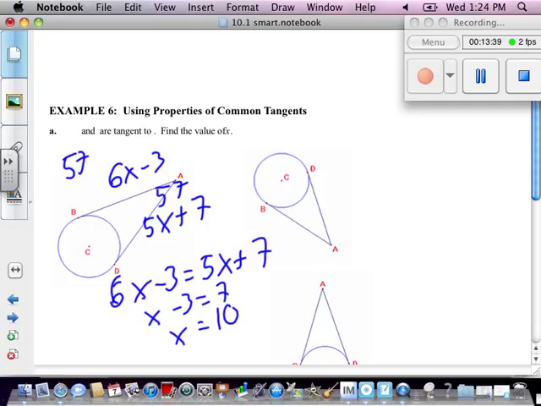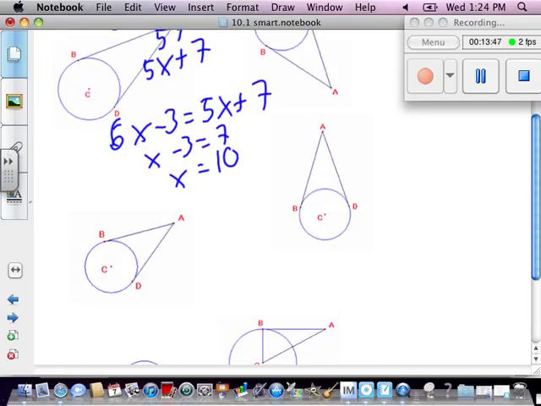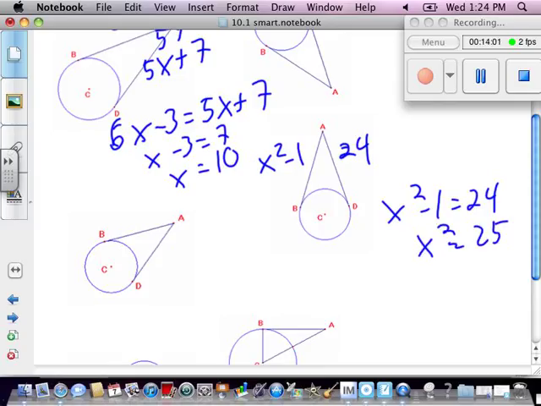I'm going to do D, because D is not a happy one. We've got x squared minus 1 equals 24. So we set them equal to each other. Add 1. X squared equals 25. And then you do what? Square root. So x equals 5, or what else could x equal? Negative 5, but are we going to have a negative answer for these? Negative 5 times negative 5.